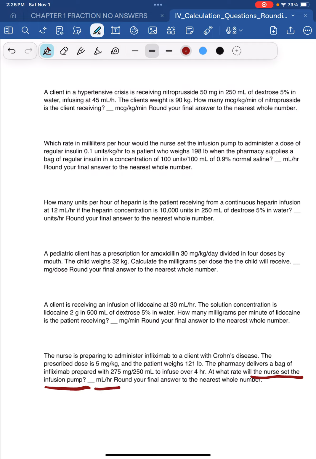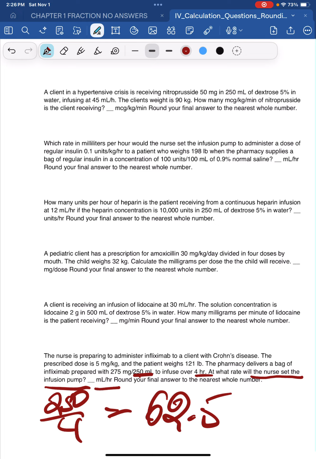What did I tell you? Anytime you're looking for milliliter per hour, if they give you time, what do you do? Volume over time. Which one is your volume? It's right there, it's 250. Which one is your time? 4 hours. So you have to do 250 divided by 4. You have 62.5. But because they are looking for milliliter, I'm looking for a whole number, it will become 63. You got it? All right.